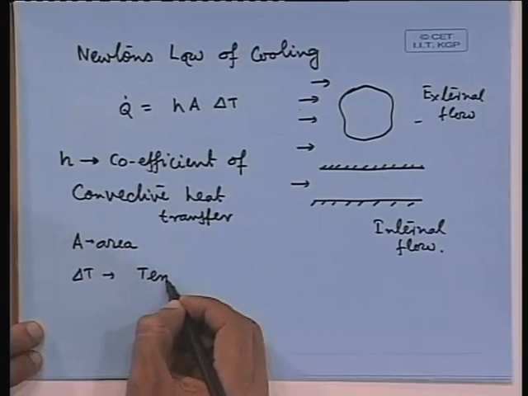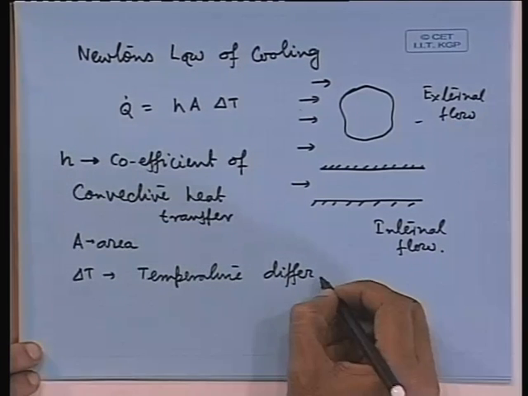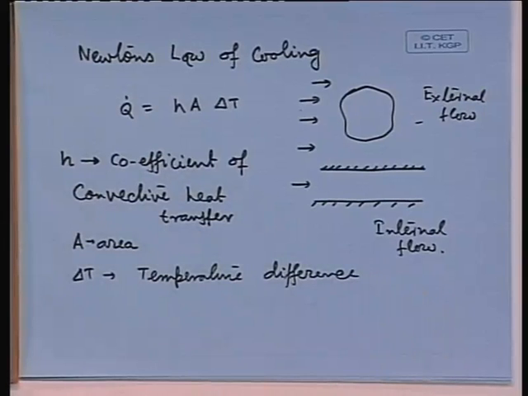Then A is the area, and delta T is the temperature difference. Now, this delta T has to be defined properly. A is more or less unambiguous; it is physically the surface area you will get. But H and delta T are to some extent related to each other. The way you define delta T, you will get a particular value of H.